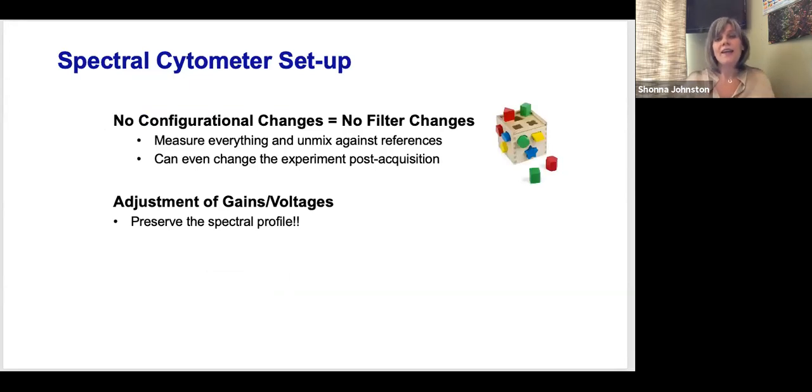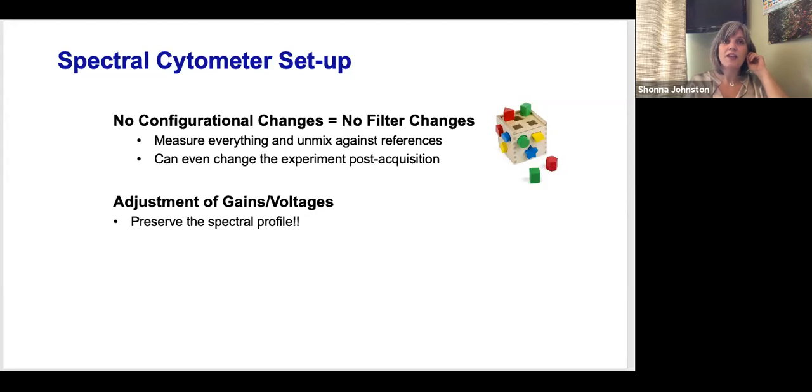The first thing that I really like about it is that we don't have to worry about any kind of configurational changes. We don't have to change filters or anything like that. And I always like to mention something about a shape sorter block, because I am always quite amazed at how many people can't put the filters back in the way they should, even though we have pictures in the machines to show them how to do it.